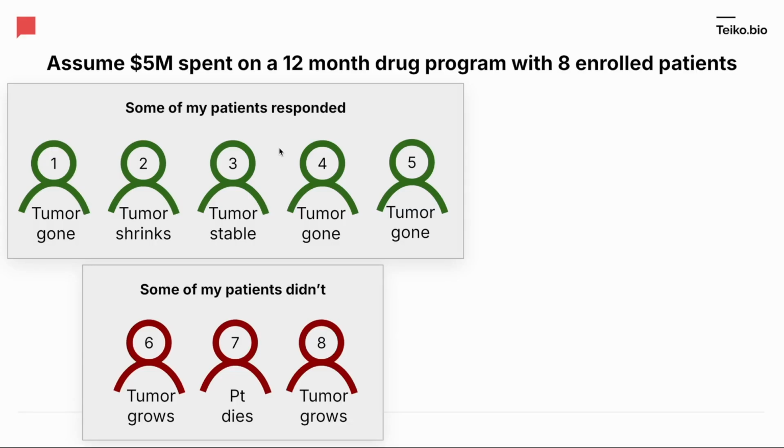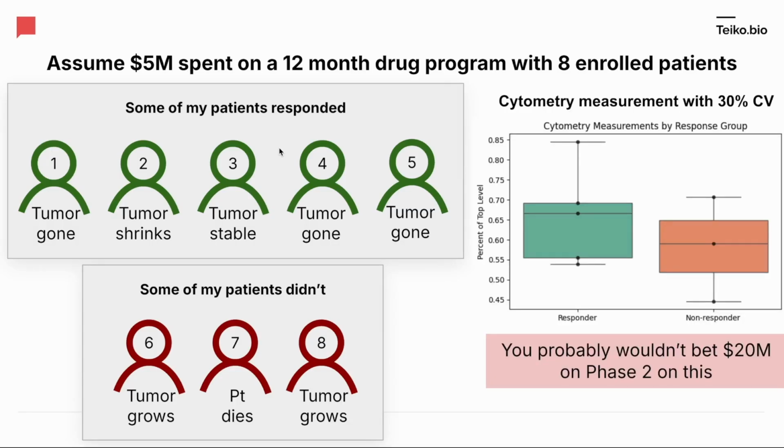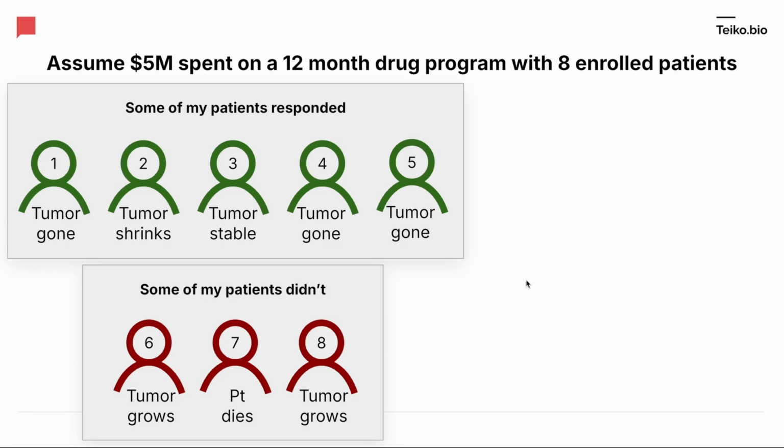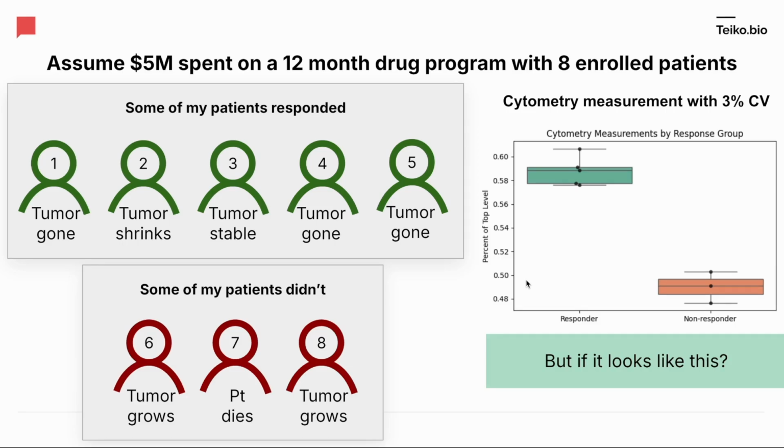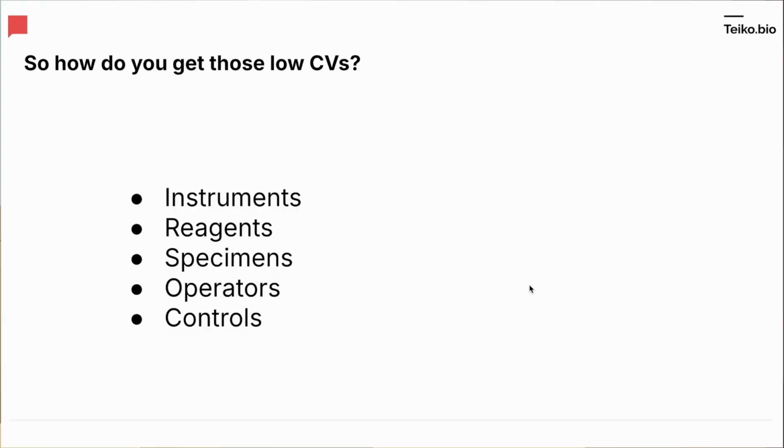If your cytometry tool has a very wide coefficient of variation, also known as CV, you might get a chart that looks like this. Here you have responders and non-responders by response group and the percent of a top-level immune population. And if you're looking at this graph, you probably wouldn't bet another $20 million on another phase 2 just on this kind of separation. But if you had tighter CVs, you might be able to reveal the underlying biology and can see clear separation between responders and non-responders. So now the question becomes, how do you get those low CVs?